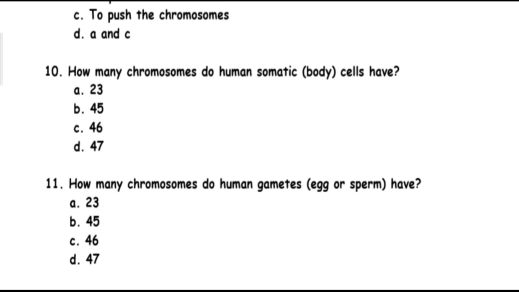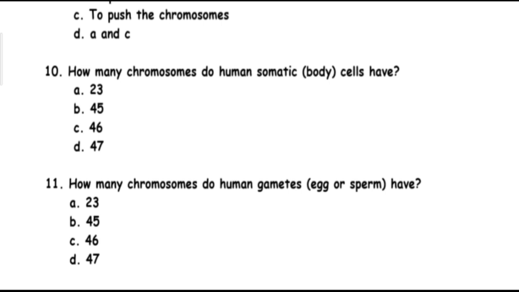Next one, how many chromosomes do human somatic body cells have? Somatic body cells have 46 chromosomes, or 23 pairs of chromosomes, and body cells are called diploid. Whereas the gamete cells, or the sex cells or reproductive cells like sperm cells and egg cells, are haploid, or 23 chromosomes only. Why 23? Because if the sperm has 23 and the egg has 23, when they come together, they form 46 total chromosomes, which is the diploid number.